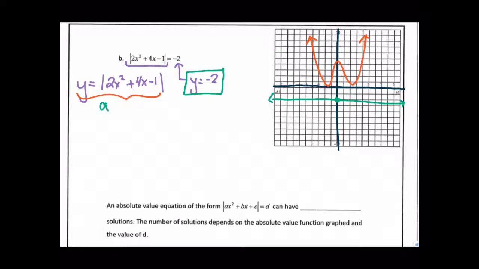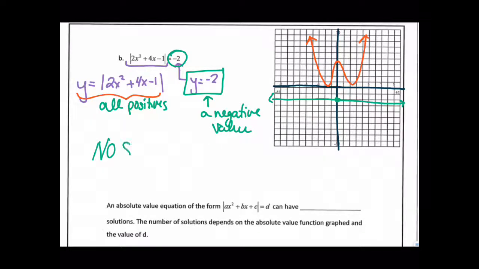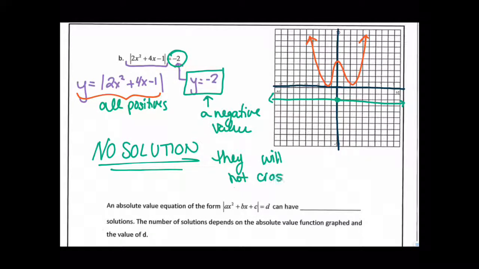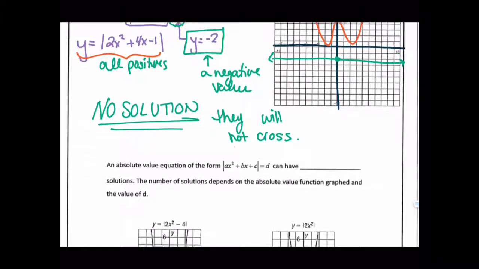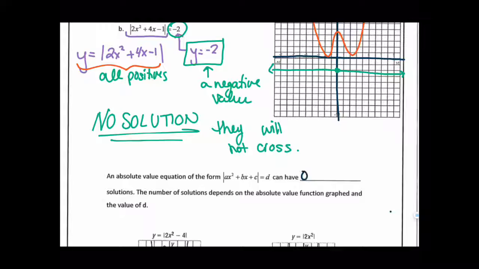Because this is going to be all positives, and this is actually a negative value, they're never going to intersect. So you don't even really have to solve anything. You just have to know that because this is negative 2, my 2 graphs are not going to intersect and they're not going to cross, so then there's going to be no solution. So an absolute value equation of this form can have 0 solutions, 1 solution, 2 solutions, 3 solutions, or 4 solutions.